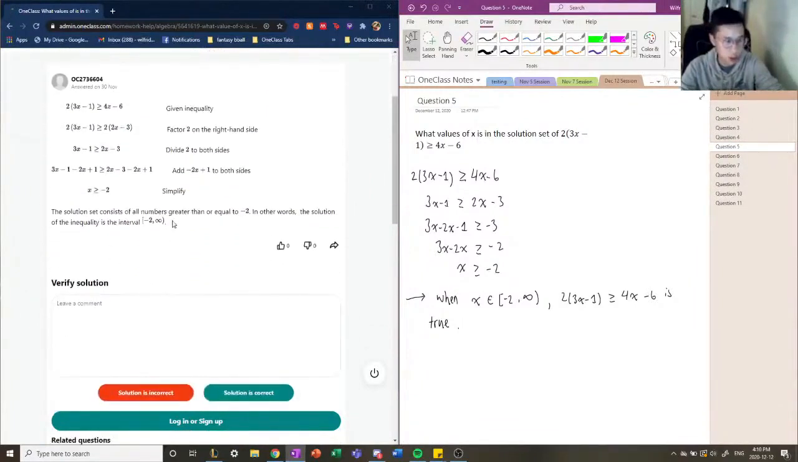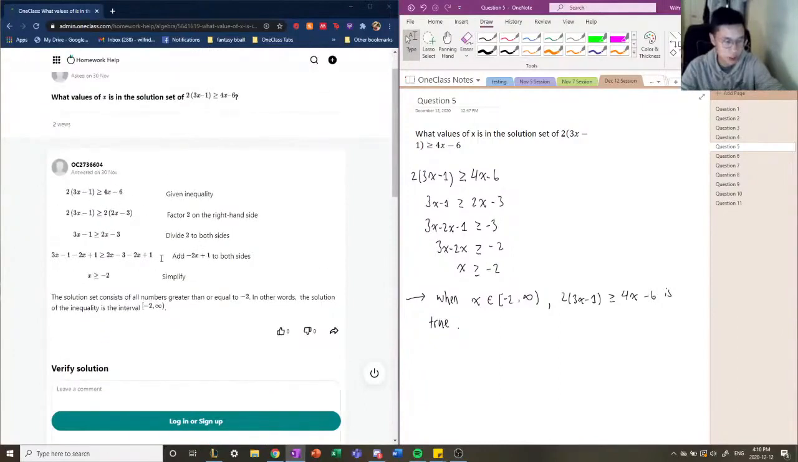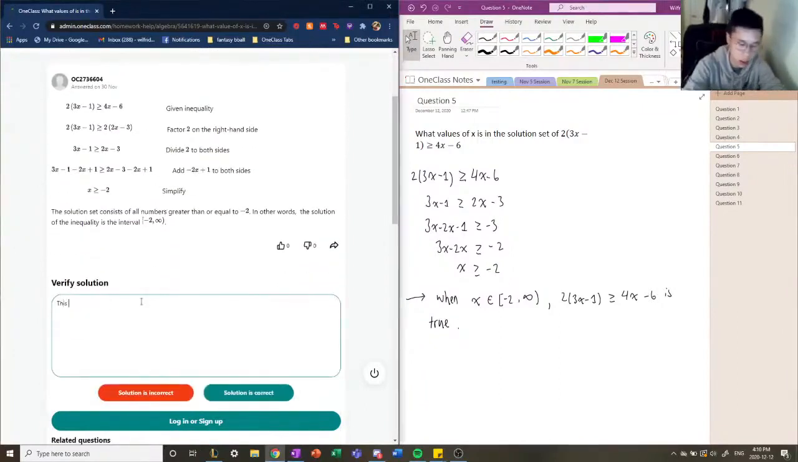Okay, so the junior tutor also did that, and they stated what each of their steps were, so this is a good solution. So the solution is correct. Nice job.